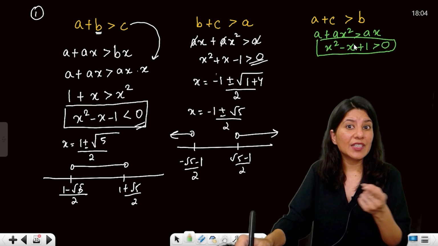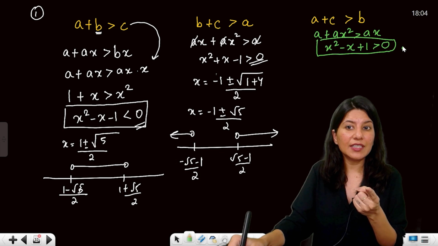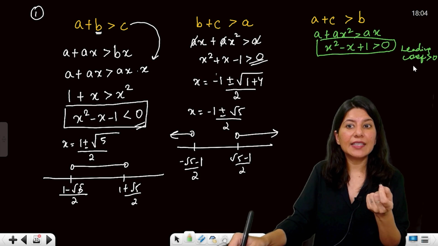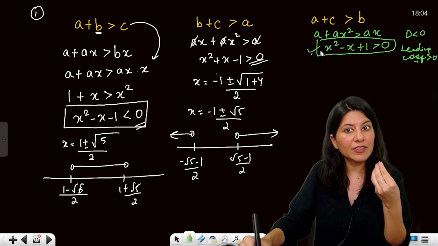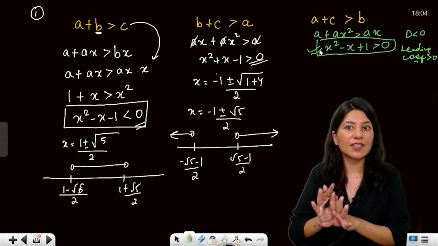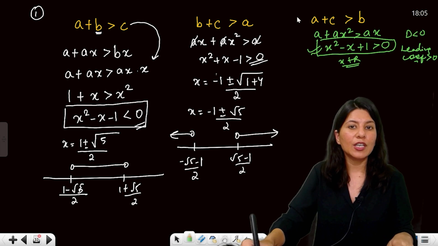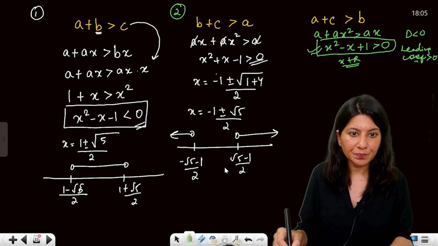Now this has imaginary roots. So the leading coefficient is positive, and the discriminant becomes negative. That means this is always positive. This is always true, so we don't have to solve it. This is automatically true for every x. So this is saying x belongs to R. You put any x, this will get satisfied. So first and second are the only things we need to take intersection of.